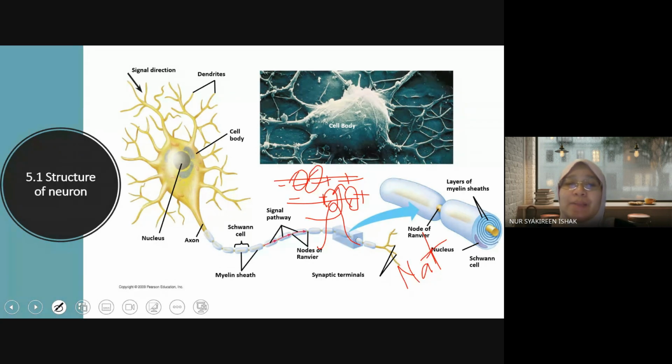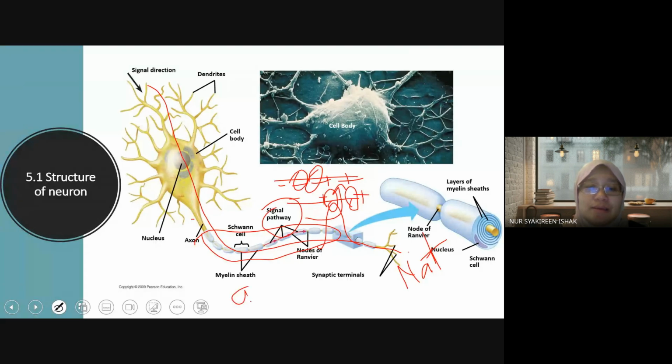Na plus. As you can see, the signal pathway is the direction in which the impulse is transmitted, from dendrites and then axon until it reaches the axon terminal. Tapi impulse action potential hanya ada pada axon. Tapi dekat along dendrites dan cell body, kita tak panggil dia action potential, kita panggil dia sebagai graded potential. Berlaku juga perubahan charge tu tapi tak setinggi dekat axon.